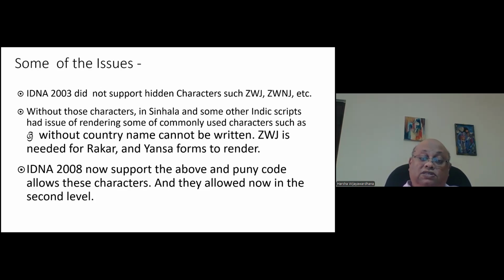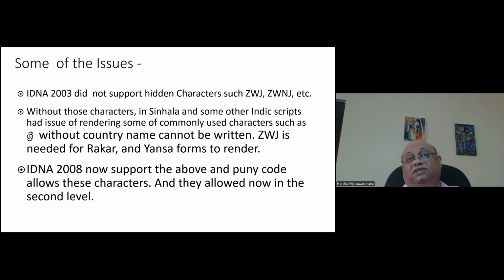So we have these forms, Rakar and Yansa. Yansa is halanta ya. Rakar form is halanta ra. It's very important. A lot of Sanskrit words have the Rakar and Yansa forms. When you say truth, Satya, for instance, it comes with the Yansa form. Later on we made a representation, and now IDN 2008 supports the above.